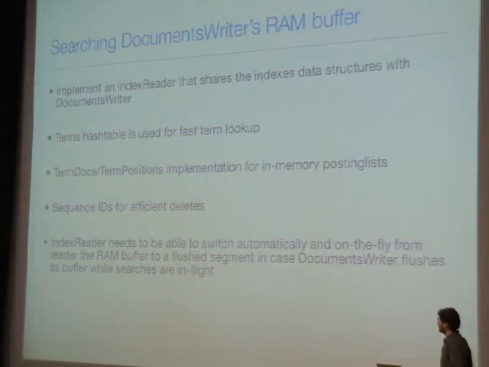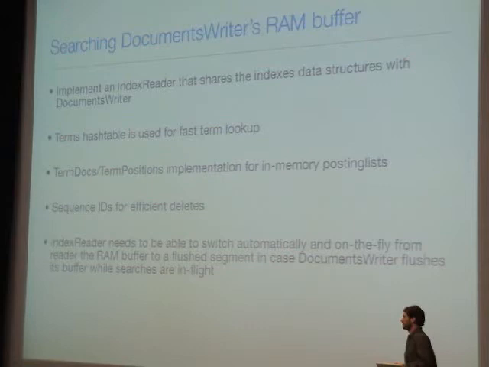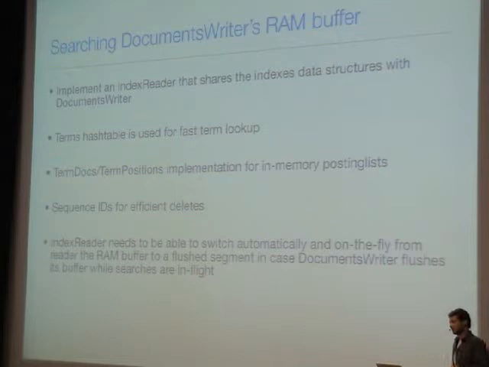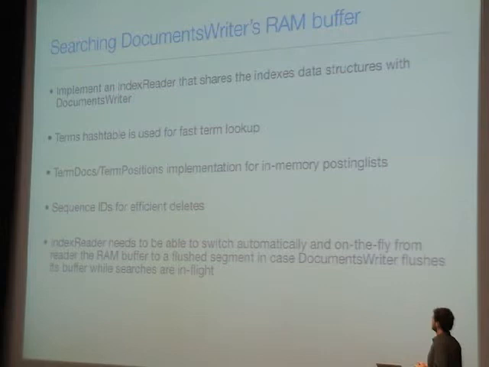After we have done that, the next step is what I already mentioned: we want to make the documents writer's RAM searchable. We will have to implement an index reader that can access the data structures that the documents writer is using. At Twitter, we have already implemented that in our prototype, and at the end of the talk I'm going to show some performance experiments with it. The hash table that I showed earlier is used for fast term lookup, and we have to implement term lock and term position implementations for the in-memory posting lists. I have a few slides about sequence IDs if we have time at the end.